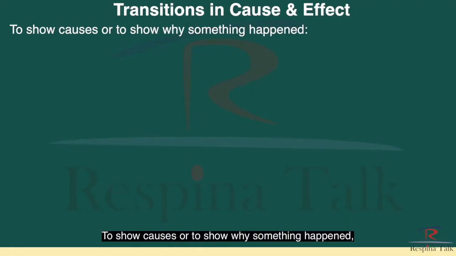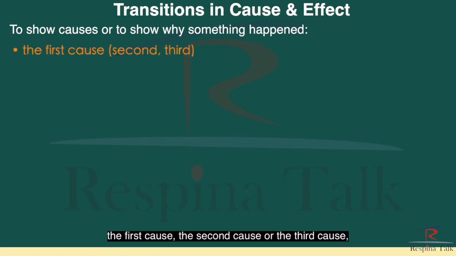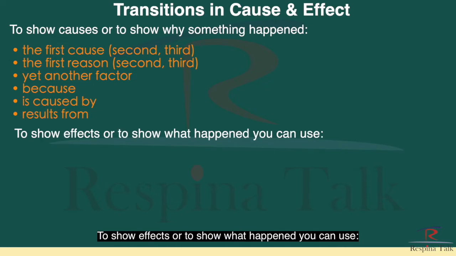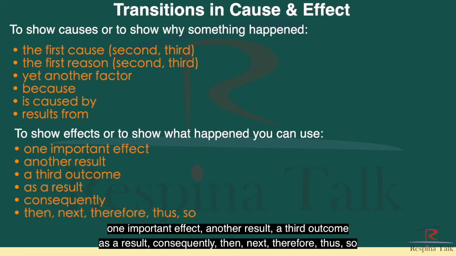Now remember, to show causes or to show why something happened, you can use these transitional expressions. Let's take a look at them. The first cause, the second cause, or the third cause, the first reason, yet another factor, because, is caused by, results from. And to show effects or show what happened, you can use one important effect, another result, a third outcome, as a result, consequently, then, next, therefore, thus, and so.